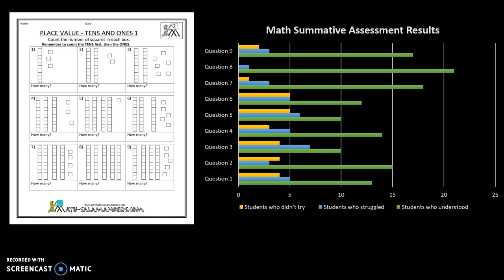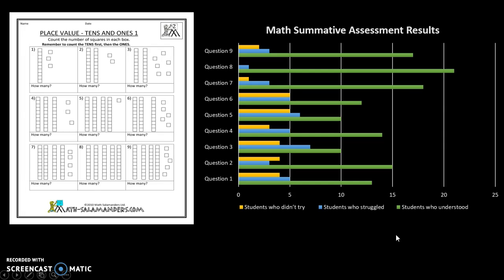Next, we're going to look at summative assessment. Summative assessment is done at the end of a unit to evaluate students' learning. For my summative assessment, I had numbers 1 through 9, which are on the left of the screen, and I used a chart with questions 1 through 9. Some students didn't actually try on this, which isn't uncommon. So I made that its own category, students who struggled and students who did well.